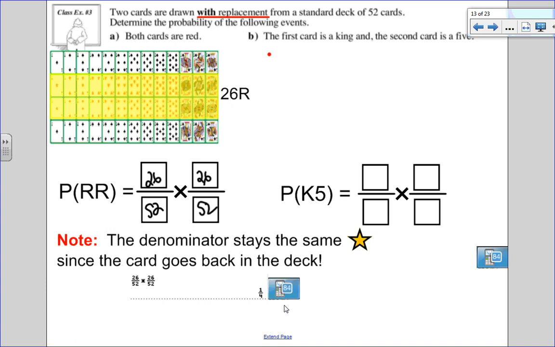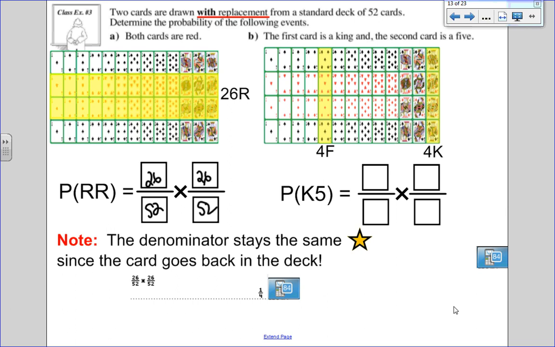Now let's do that same idea as before. The first card is a king, second card is a 5. So just like before, except we're putting the card back. So there are 4 out of 52 cards in the deck that are king. I put my card back, so my denominator stays the same. And 4 out of those 52 are the number 5. So I can put that into my calculator, and in lowest terms, I get 1 out of 169.